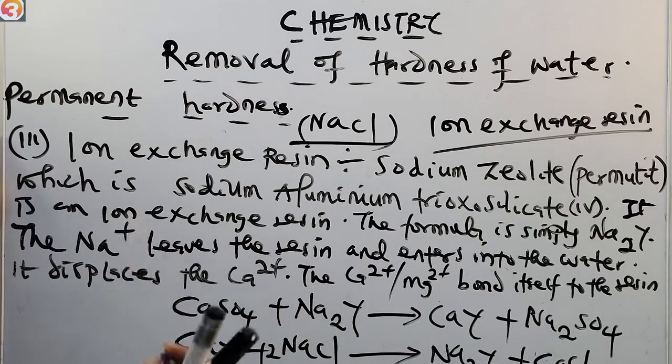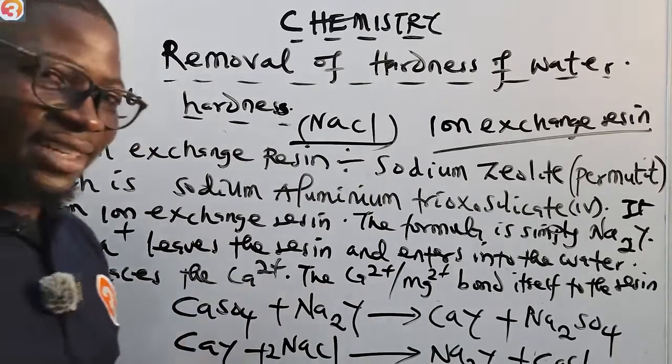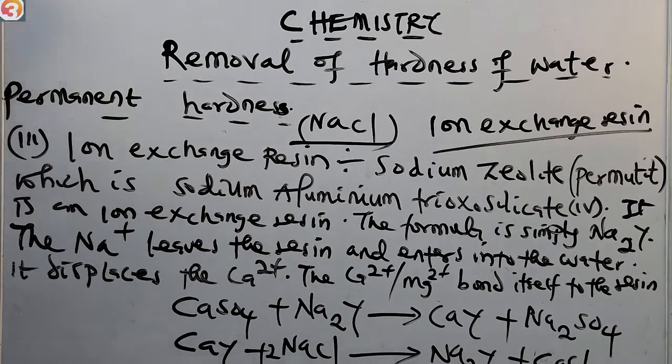Ca2+ causes hardness in the water, and of course the Ca2+ will bond to the resin. Then we use concentrated NaCl to regenerate the resin. Simple as ABC. So these are the methods for removing permanent hardness of water.